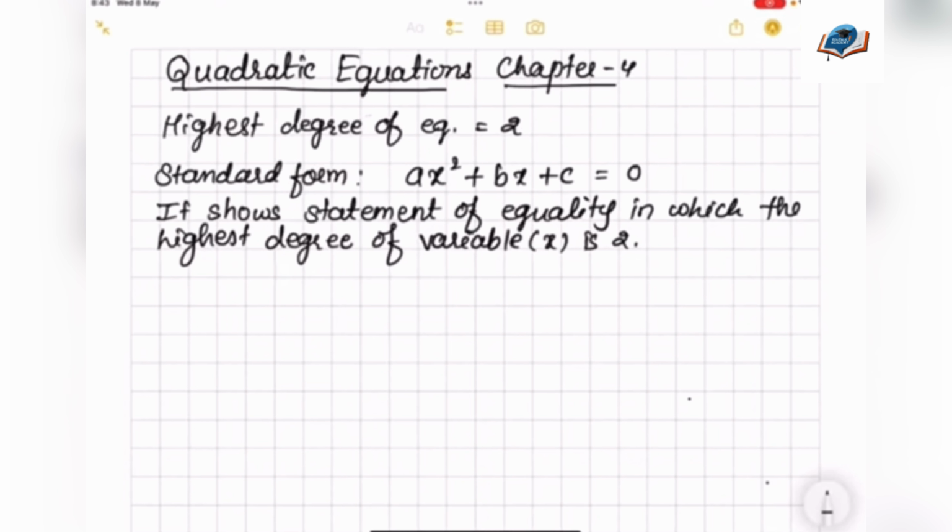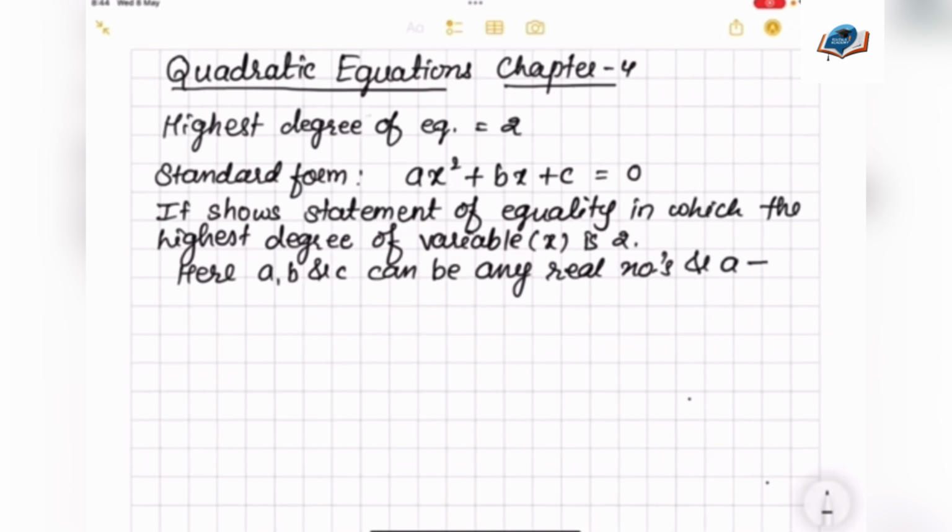Here a, b and c can be any real number and a should not be equal to 0. If a is equal to 0, then it will become a linear equation. That's why we can say a should not be 0. So I can say 0x square plus 3x minus 5 equal to 0. If it is 0, then 3x minus 5 will be a linear equation or linear polynomial.